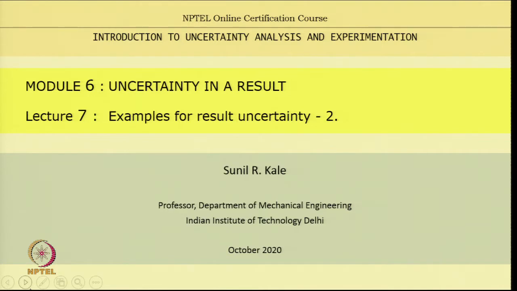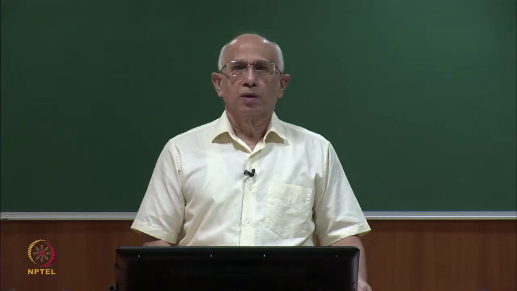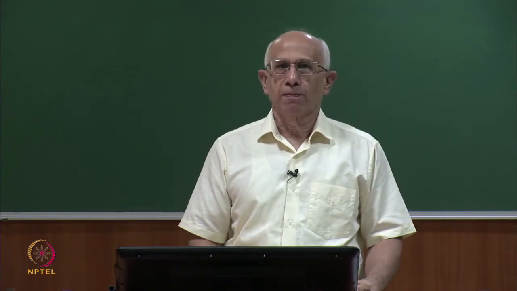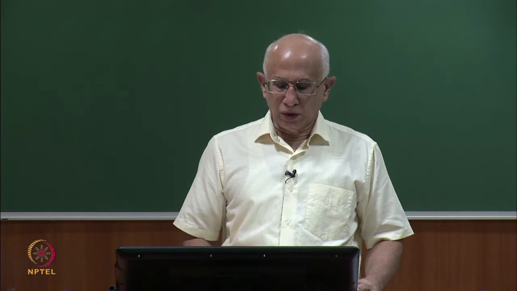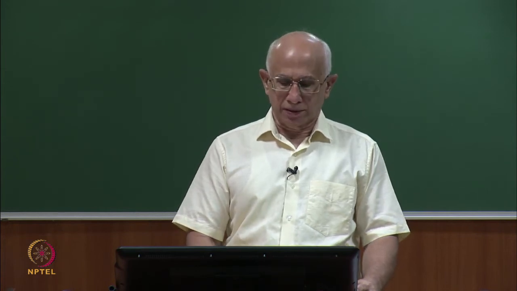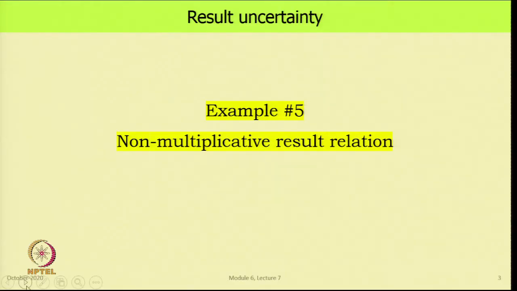In this lecture, we will look at examples of uncertainty calculations and uncertainty in a result. There are some special forms of the result formula, that is what we will look at today, and also some issues that come up that could lead to possible errors. The first example is on non-multiplicative result relation.